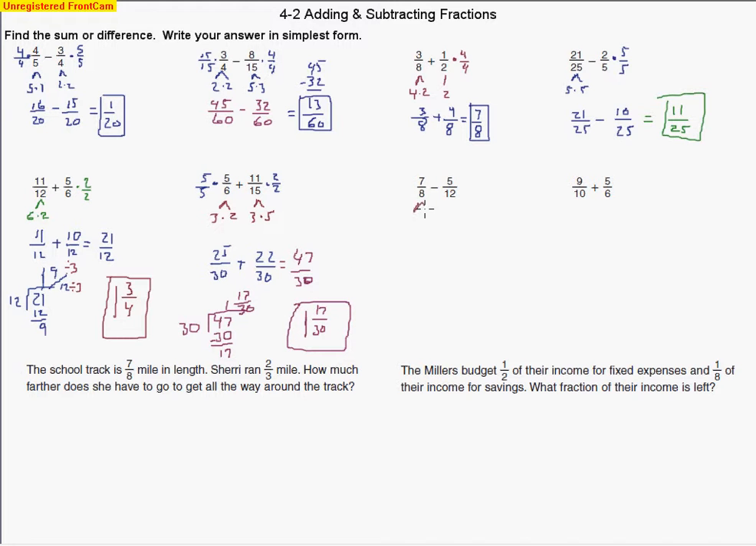Next problem, similar in that sense, that we have a common factor. Now, not just 2, but look for the biggest one. 4 is the biggest factor between 8 and 12. So let's take out a 4, see what the other one needs.